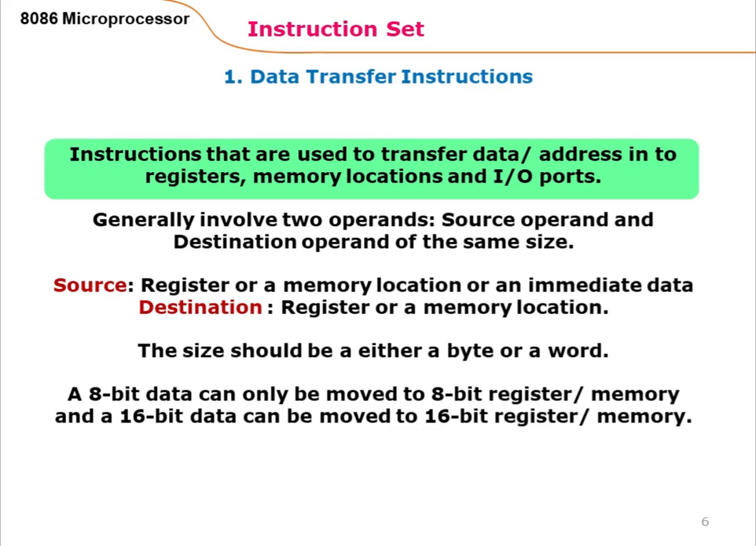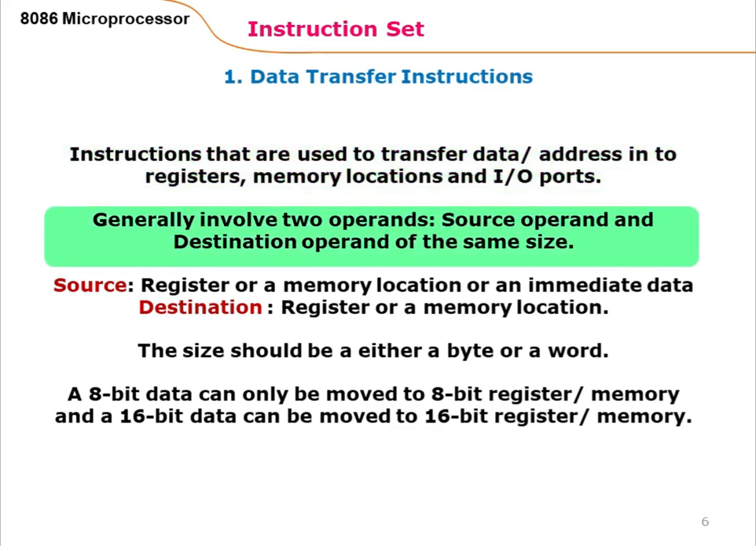Data transfer instructions are basically used to transfer data or address from or to a memory location, register, or input output port. Generally these instructions involve two operands: source operand and destination operand, and they should have the same size. If the source operand is 8 bit, then the destination operand should be 8 bit, and if the source operand is 16 bit, then the destination operand must be 16 bit.